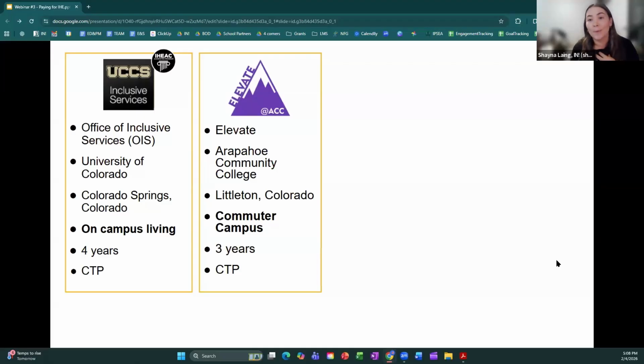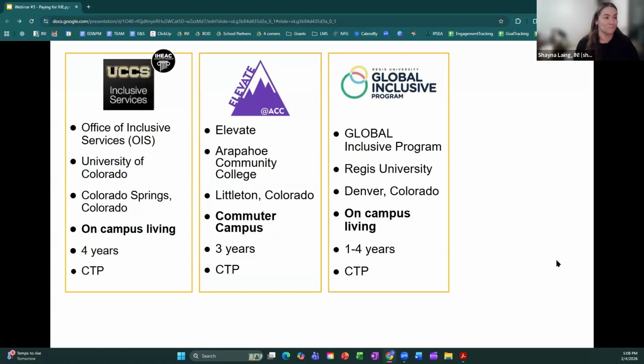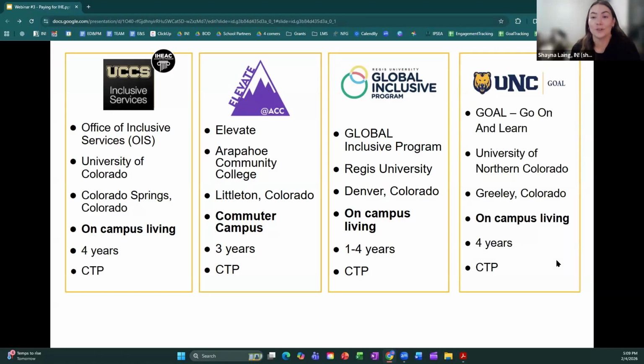We have Elevate at Arapahoe Community College, which is a community college, which means that there's no on-campus living. So that's one of our commuter campuses that's in Littleton, Colorado. We've got the Global Program at Regis University, which has on-campus living and a variety of options from 1 year to 4 years. Students can take a 1-year path, 2-year path, 3-year path, or 4-year path, and that's pretty unique to them. UNC in Greeley, Colorado. That's a traditional 4-year program with on-campus living options.